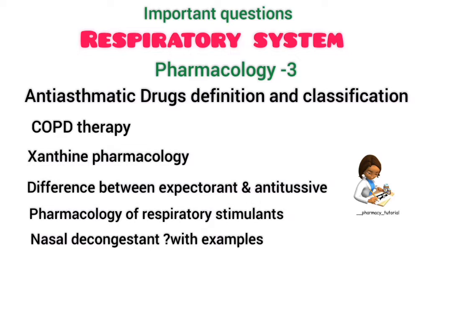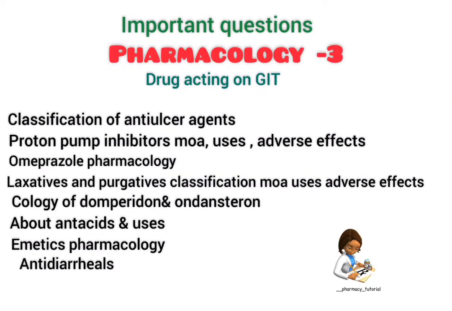The respiratory stimulant pharmacology is also asked for 5 marks. For 2 marks they ask examples of respiratory stimulant drugs. The nasal decongestant, they are going to ask for 5 marks, its mechanism of action. In 2 marks they ask what is a nasal decongestant and its example.